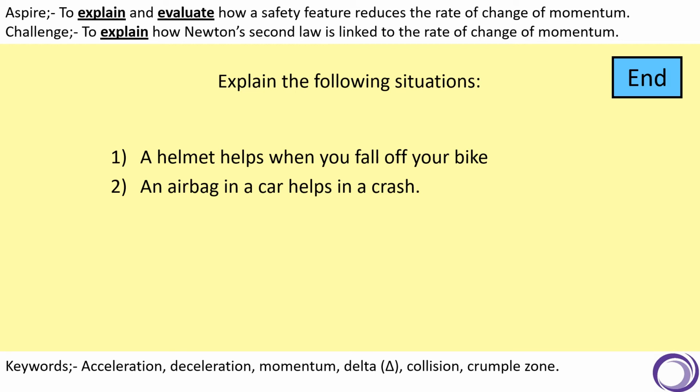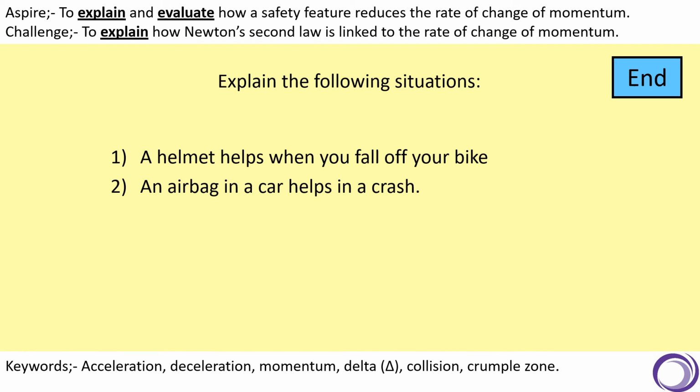Let's see how you've done. Both answers are almost identical if you've done it right. So number one, a helmet helps when you fall off your bike. We're looking at the force on your head when you, say, impact the pavement. Your head has got a certain amount of momentum as it's moving, and then as it comes to a standstill, as it smacks on the pavement, that momentum is going to go to zero. But the force depends on how quickly that momentum changes. So if your head hits the pavement directly, it'll stop very suddenly.